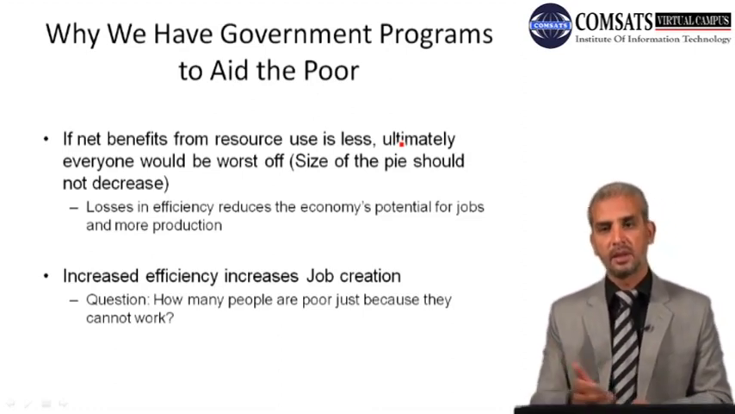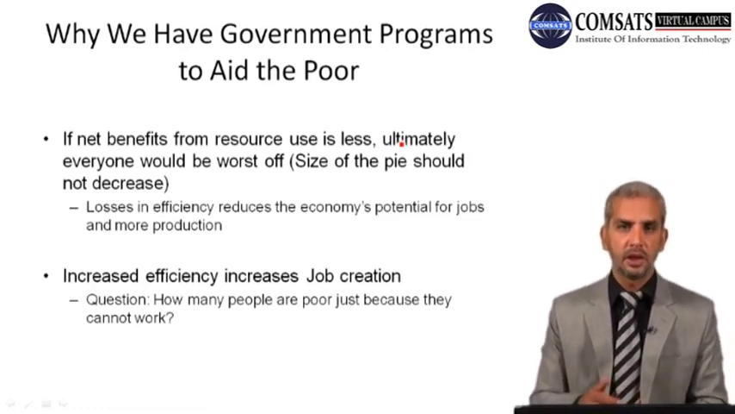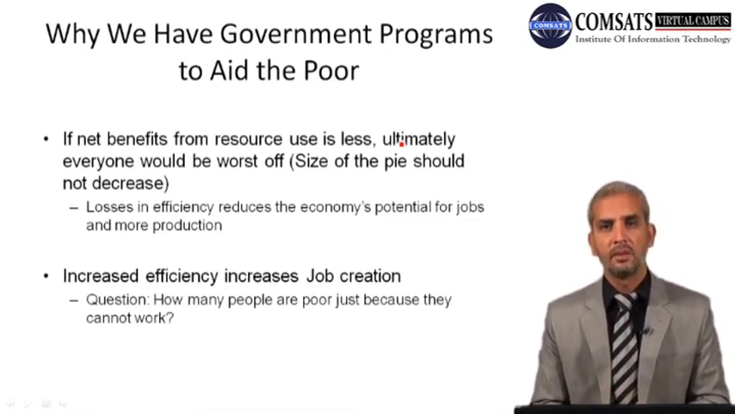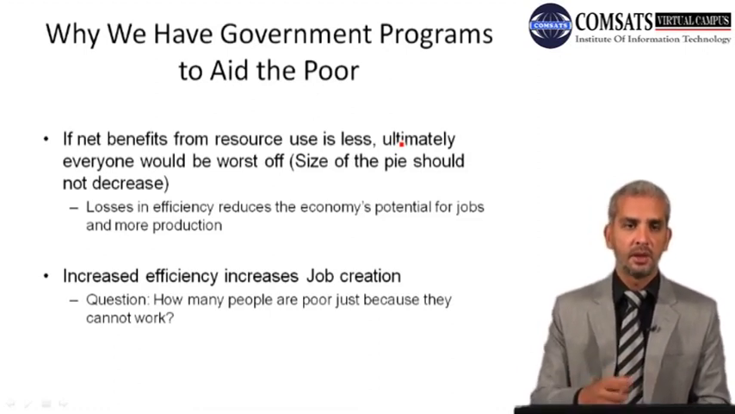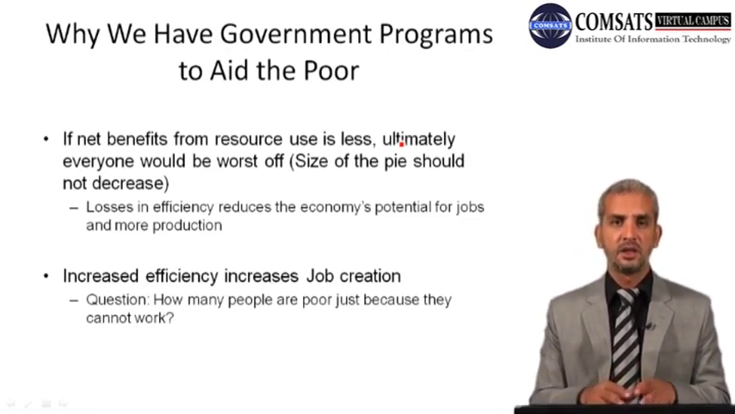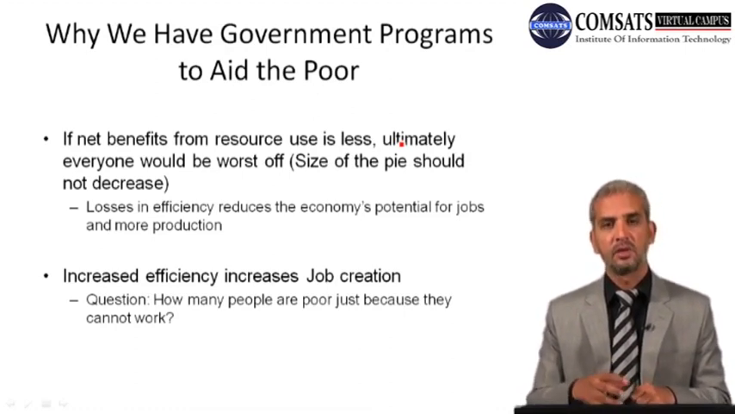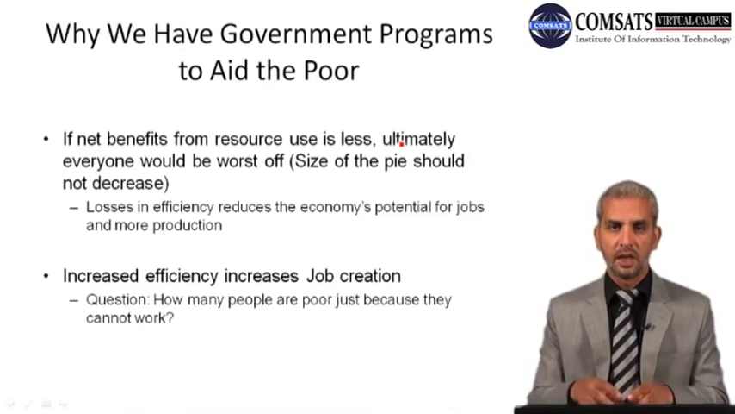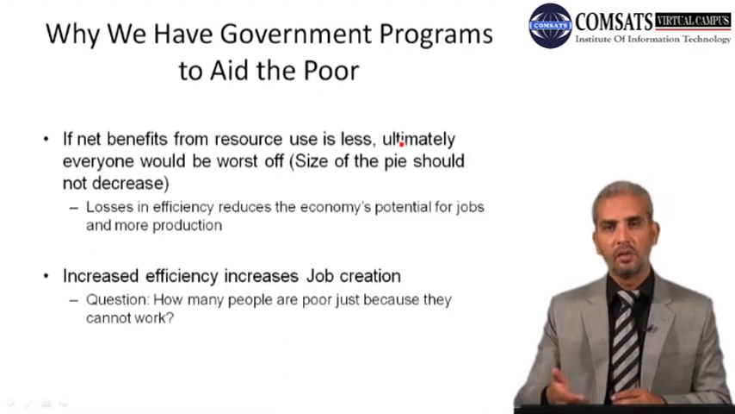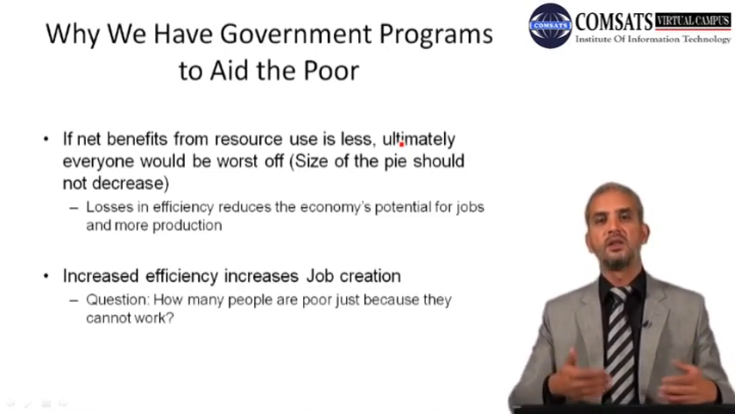Now for example, it is usually taught to us that when you are trying to save a drowning person, you need to make sure that the other person does not take you down along with him. So you need to be careful while saving the person who is drowning. The same scenario is being discussed here. The losses in efficiency from giving aid to the poor reduce the economy's potential for jobs and more production. That would reduce the overall income levels even for those people who were performing efficiently or who were much better off. So now everybody would not be as well off as they were before.